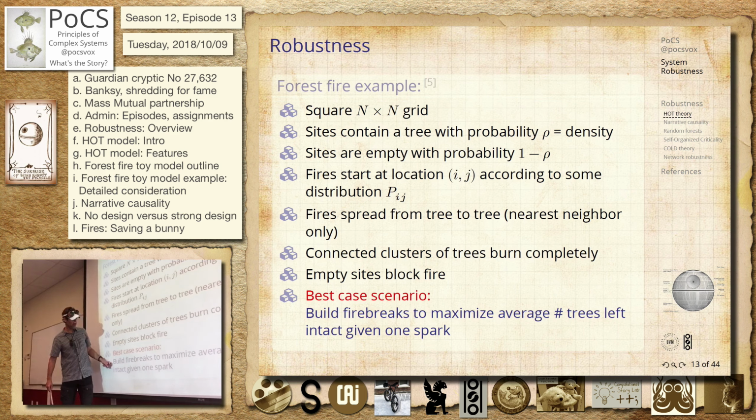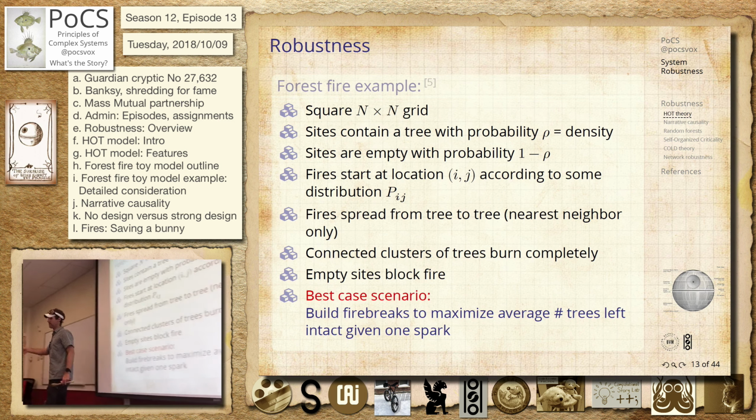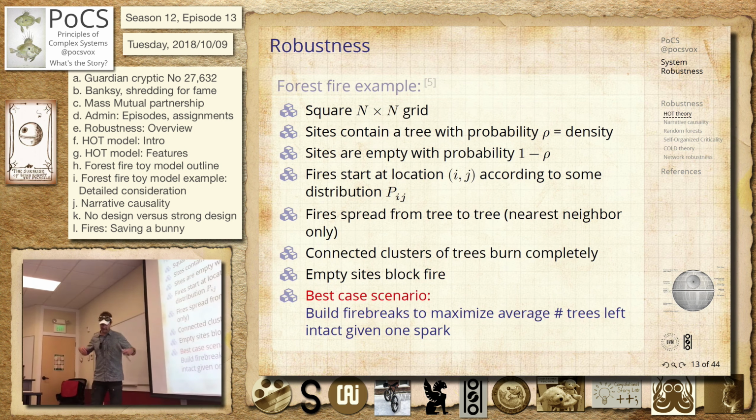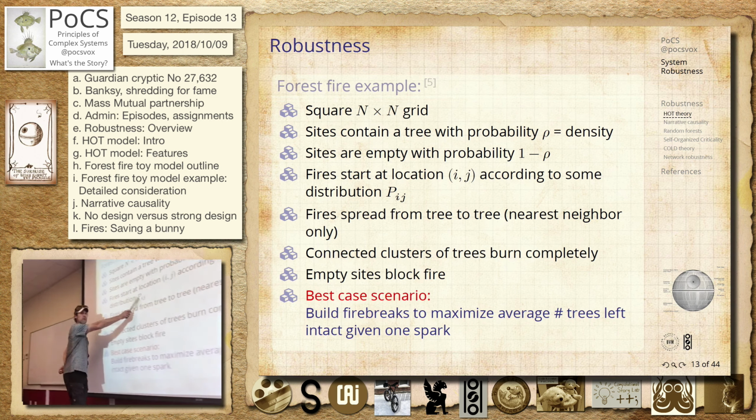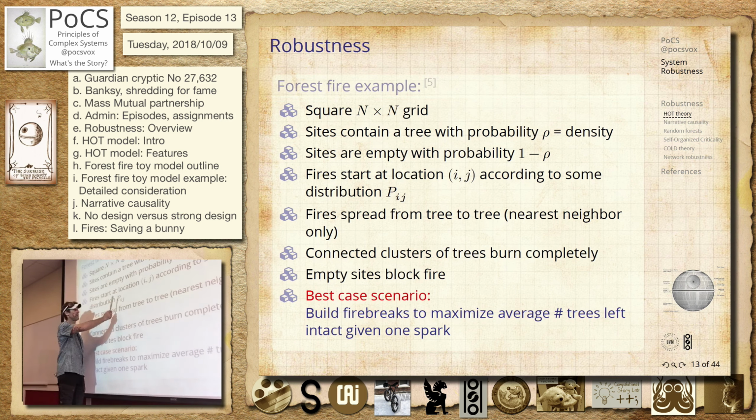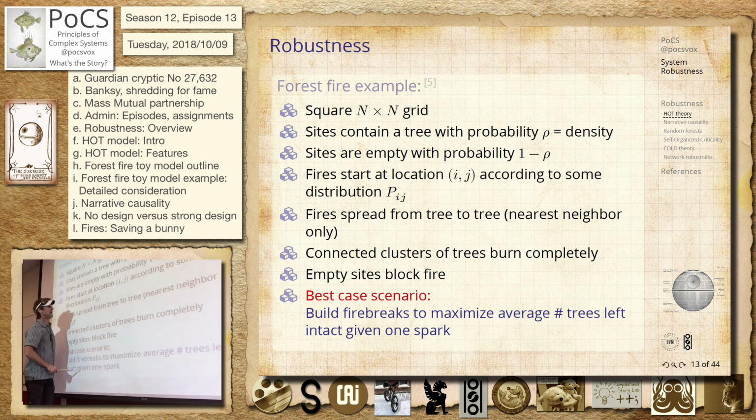here's what we want. We're going to build fire breaks, and the fire breaks will just be these empty cells. So essentially, we're going to build a forest with fire breaks to maximize the number of trees left on average, right? So we're going to build our forest. It's going to have a density, say, of 75%. We're going to put them all down, and then we're going to test over and over again with this. Right? We're going to say light, light, light, light, light.